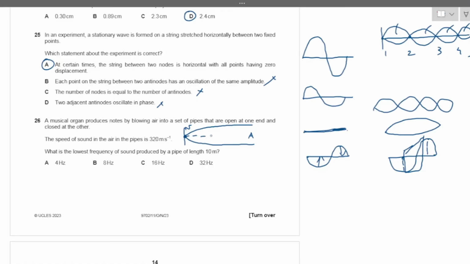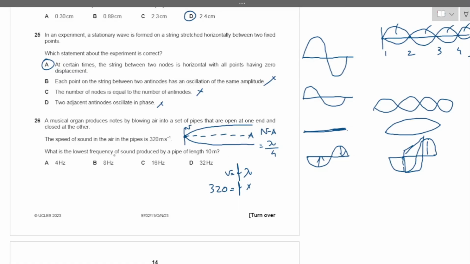Now you just need to know what is the distance between a node and an antinode. This must be known, of course. So the distance between one node to an adjacent antinode basically equals to lambda by 4, the wavelength divided by 4. Right. So then we can put it into the equation. v is equal to f lambda. 320 is equal to f into wavelength.